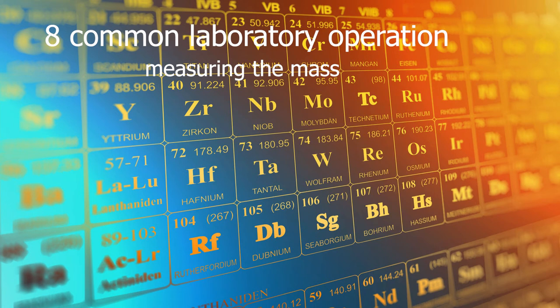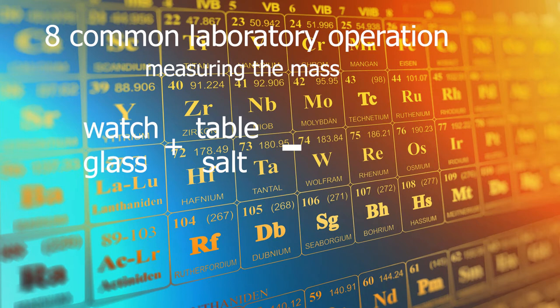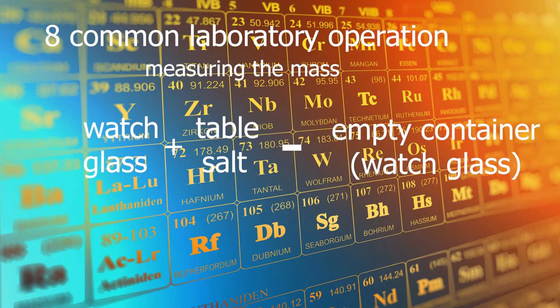Then get the difference between the weight of the watch glass or the container plus the substance, in our case table salt, and the empty container, in our case the watch glass. When the watch glass was weighed, the mass of the empty watch glass was 32.5 grams, while the watch glass and the table salt weighed 45 grams. So the weight of the table salt, therefore, is the difference between the mass of the watch glass with table salt and the mass of the empty watch glass. But if you look at your lab guide, you are asked to convert this mass in grams into pounds.